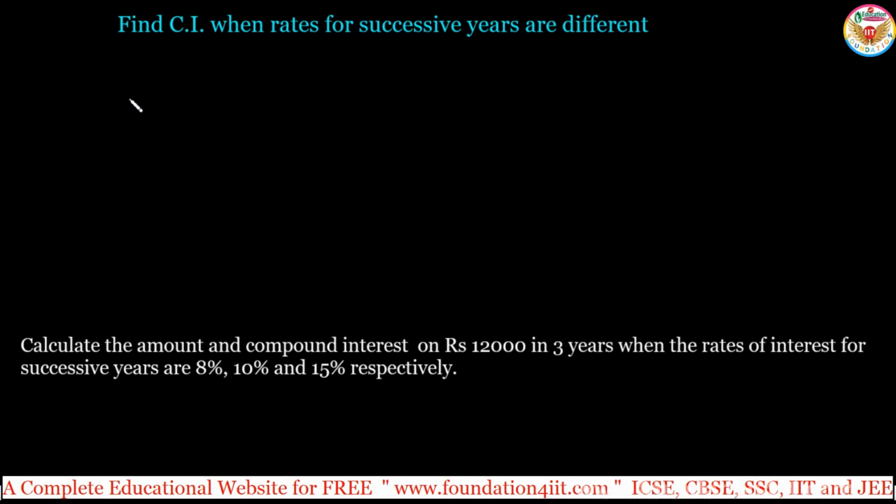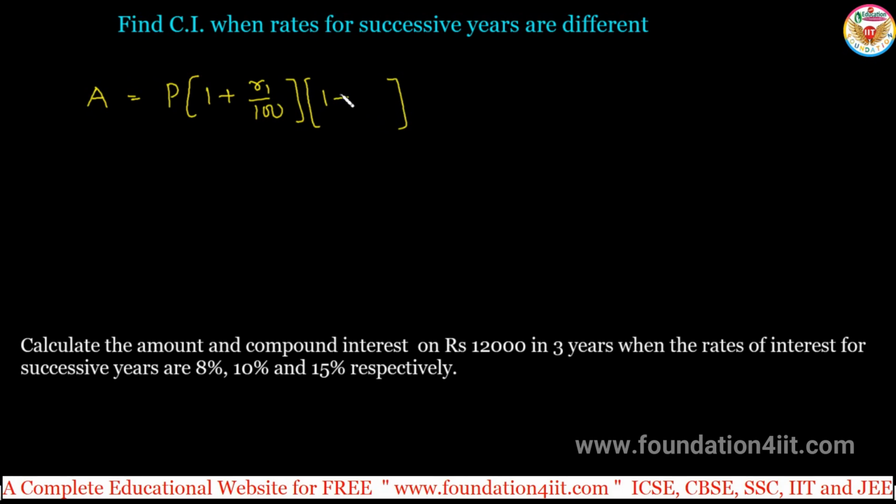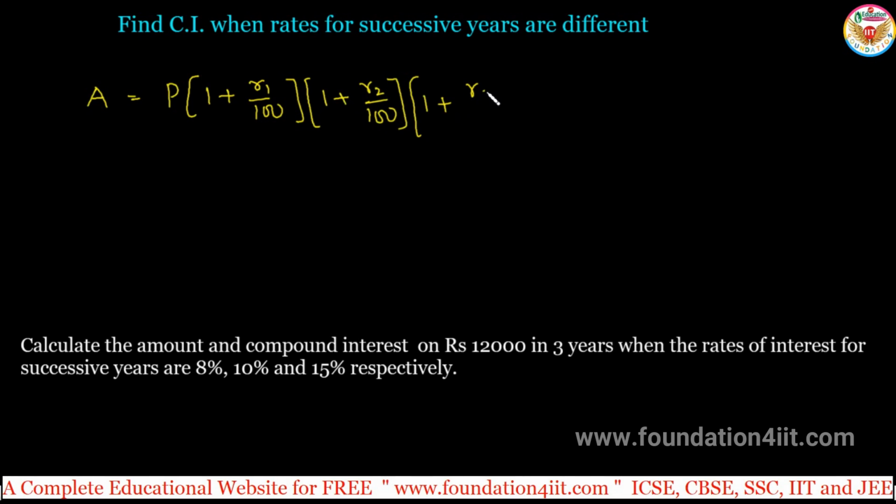For example, if it is 3 years or more, any number of years, the same formula will apply. We know in the compound interest topic, amount is equal to P into 1 plus R by 100, all to the power n, where n is the number of years. But instead of that, we'll take it continuously. For example, if it is 3 years, we'll take R1, next again 1 plus R2 by 100, again 1 plus R3 by 100, and so on.